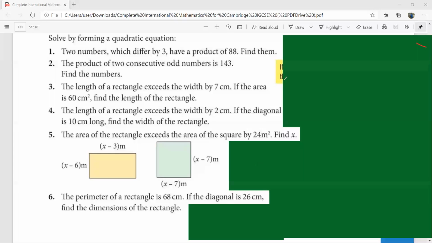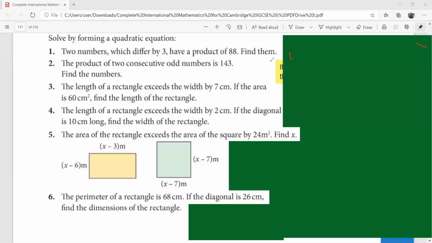Okay, guys, let's talk about how to form the quadratic equation out of the given statements. Before we go on to form the quadratic equations, it is quite clear that we now know how to solve the given quadratic equation. We know how to solve the quadratic equation through factorization and through the quadratic formula. Okay, so now let's see the first question.